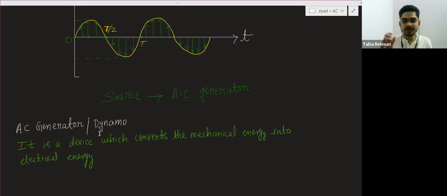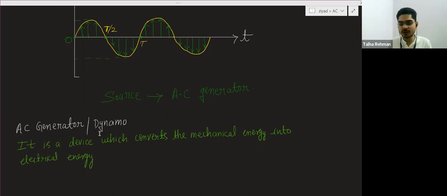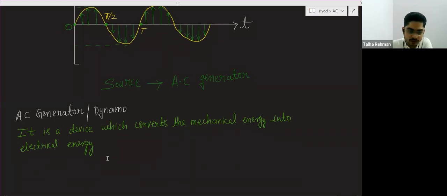Basically, in an AC generator there is one coil, and we rotate that coil in a given magnetic field. According to the Faraday law, induced EMF will be there in the coil, and due to that there will be induced current.